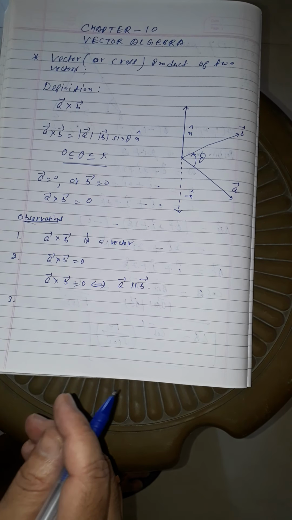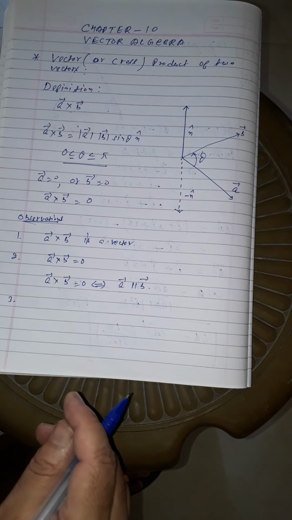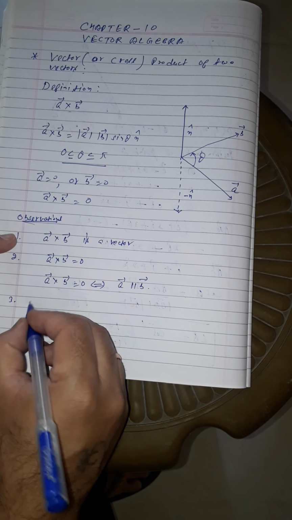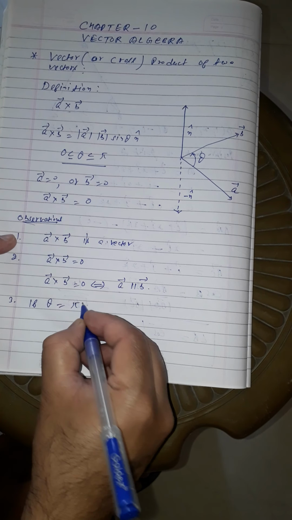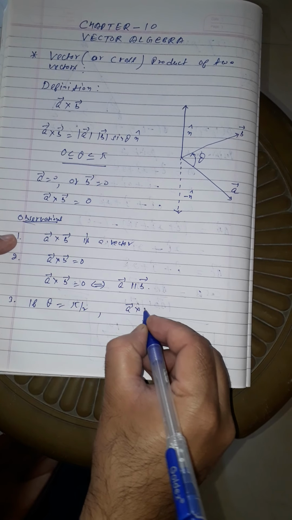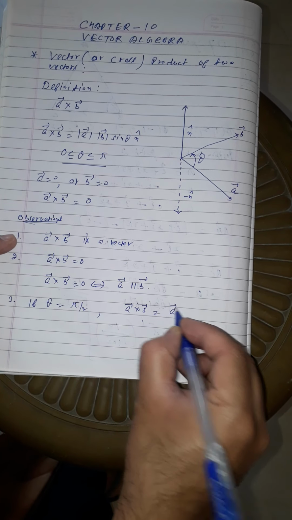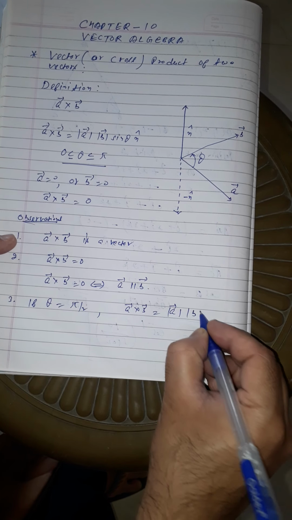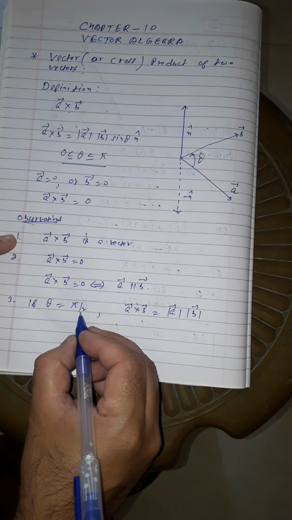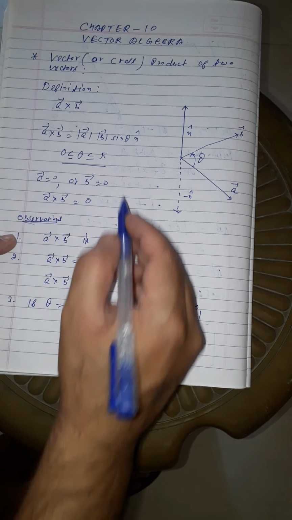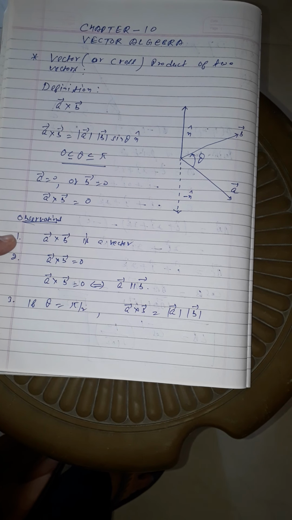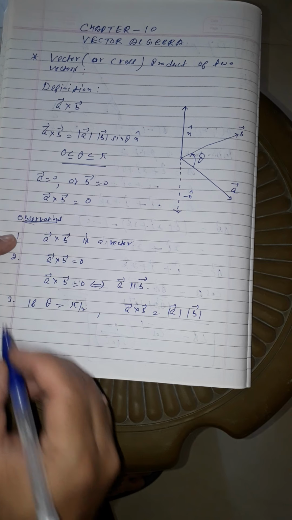Remember students, third observation is, when theta is equal to pi by 2, then remember that the magnitude of A cross B will come as equal to magnitude of vector A times magnitude of vector B. Because you know, when theta is pi by 2, sine pi by 2 will come as equal to 1 here. So that is why this will come as equal to magnitude of vector A and magnitude of vector B.